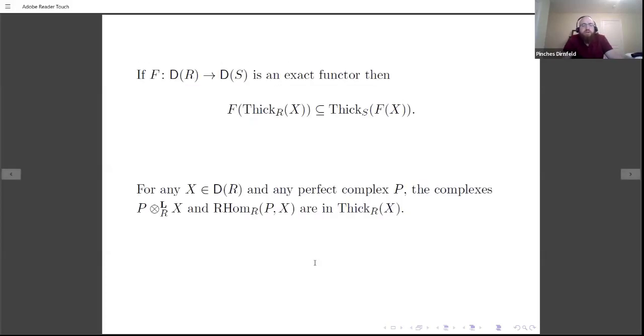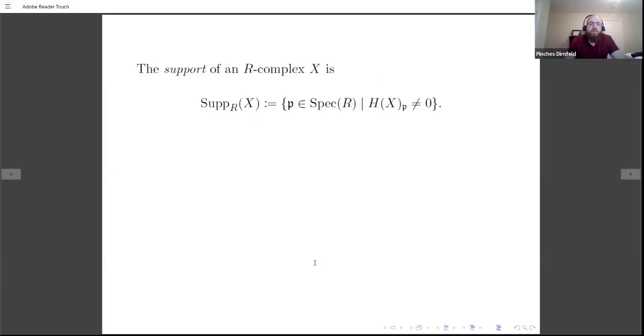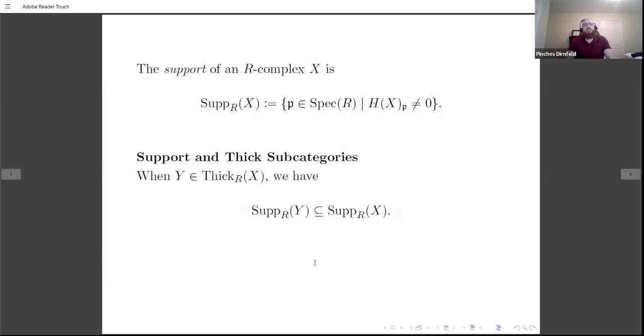So there is a connection between thick subcategories and support. The support of an R complex is defined to be all the prime ideals that support the homology. And it's not too hard to see that when Y is contained in the thick subcategory generated by X, then the support of Y is contained in the support of X.